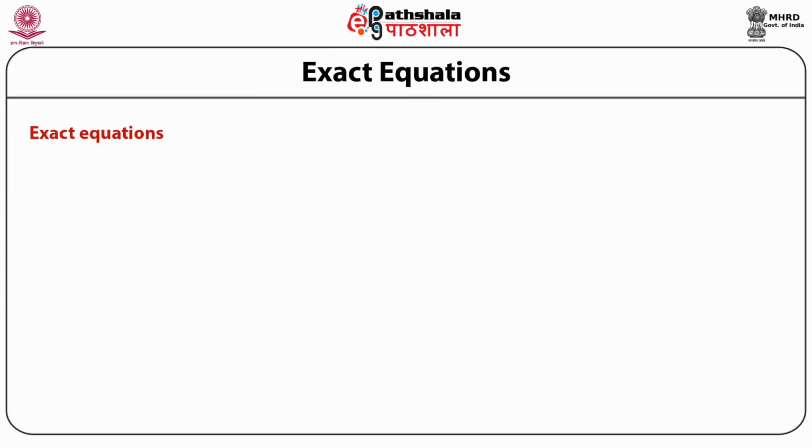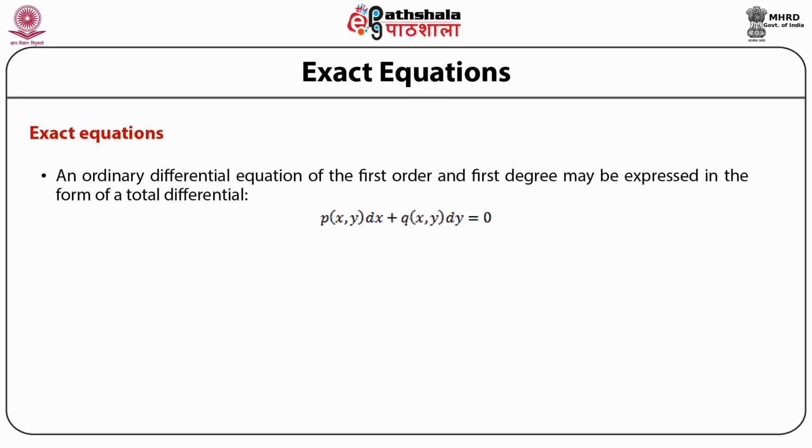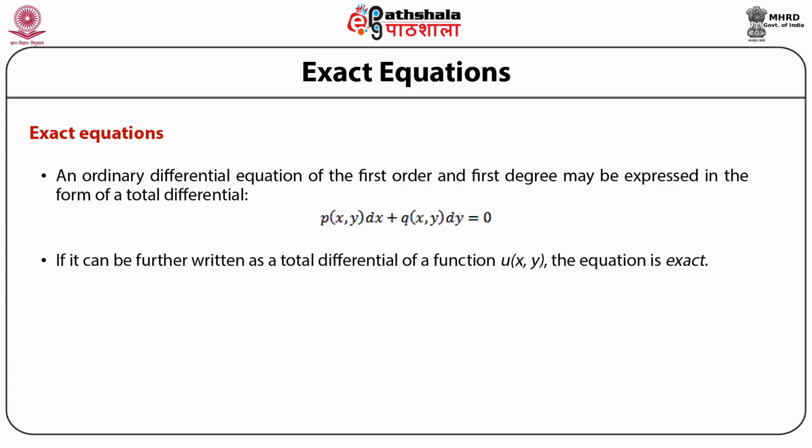Exact equations. An ordinary differential equation of the first order and first degree may be expressed in the form of a total differential P of x, y dx plus Q of x, y dy is equal to 0. If this differential as it stands can be written as a total differential du where u is a function of x, y, then the equation is said to be exact. Its solution in this case is u is equal to c.